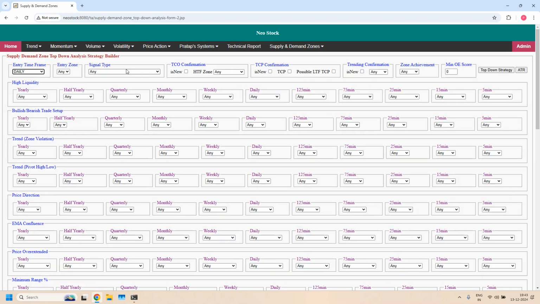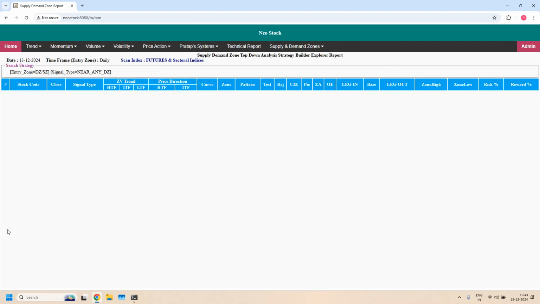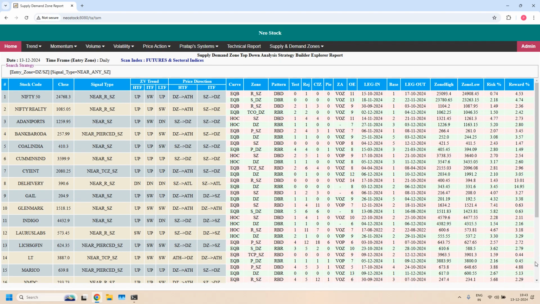Entry time frame daily. Let us find the stocks near daily demand zone. No stocks are filtered. That means we don't have any daily high liquidity zones from this list. Next, daily time frame. Stocks near daily supply zone. We got a big list.